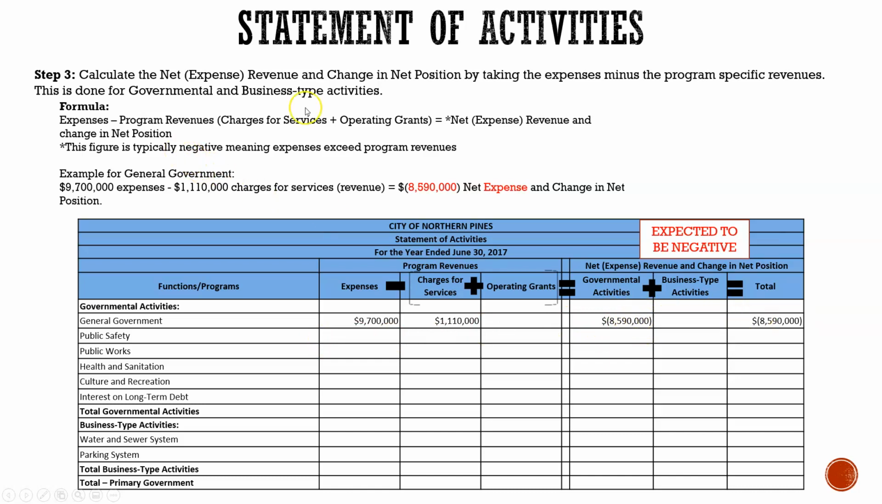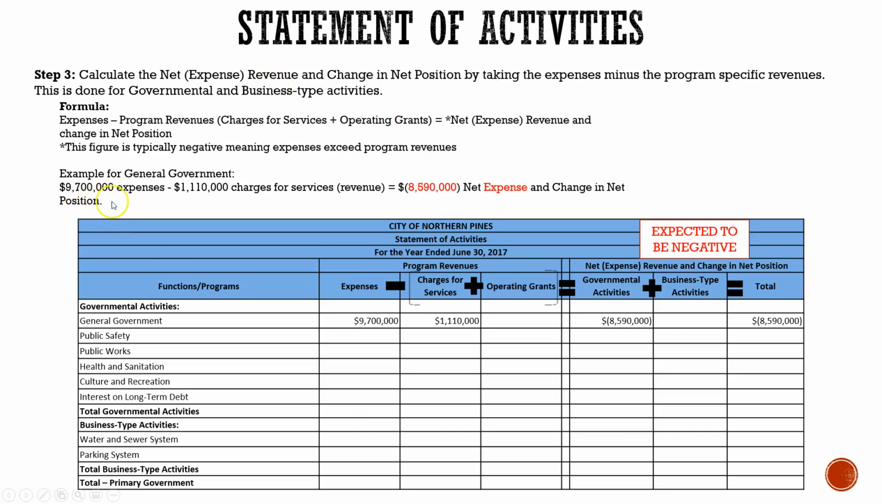Okay, so you can see here this formula is expenses minus program revenues, which are the sum of your charges for services plus your operating grants. That's going to equal your net expense or revenue. Typically, again, it's going to be negative, meaning simply that your expenses exceeded your program revenues, which we expect in the government.